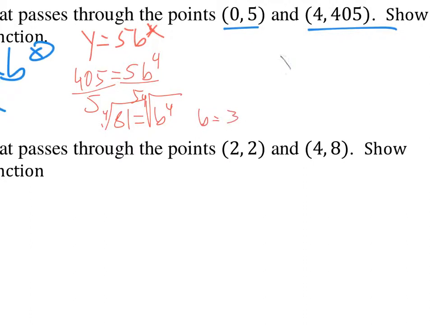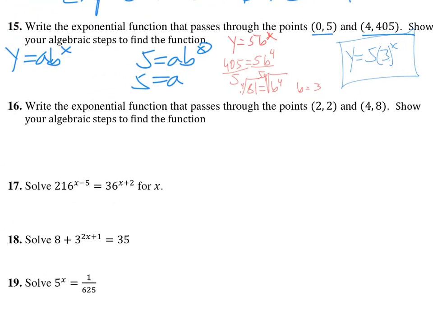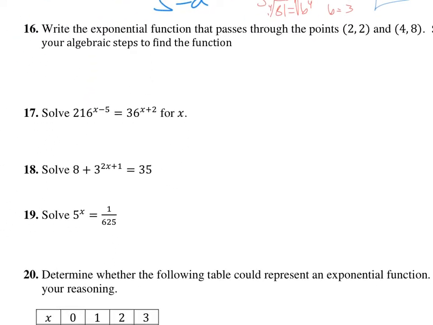So now we can write our function y equals 5 times b to the x. Nope, b in that case, we just found out what b is. B is 3. Don't forget to rewrite your function. One more, same idea. Plug in 2, 2, and 4, 8.